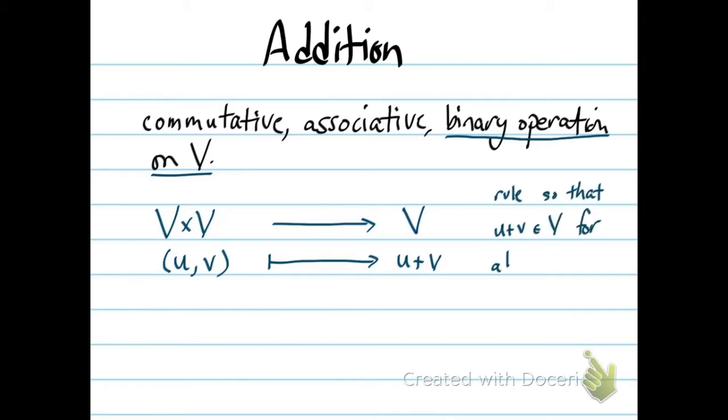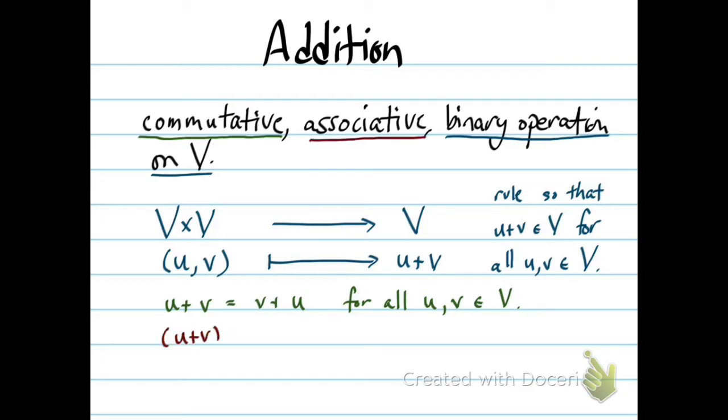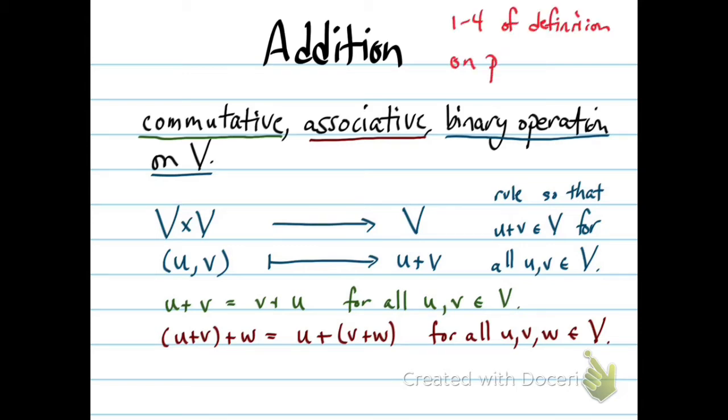It's a rule so that u plus v is in V for all u and v in V. Now we need it to be commutative, so I want u plus v to equal v plus u for all vectors u and v. I want it to be associative, so (u plus v) plus w is equal to u plus (v plus w). And this is for all vectors u, v, and w. So this is items 1 through 4 in the definition on page 190.